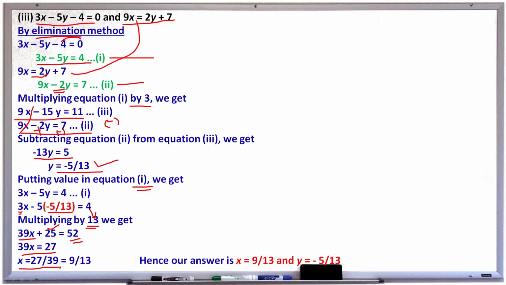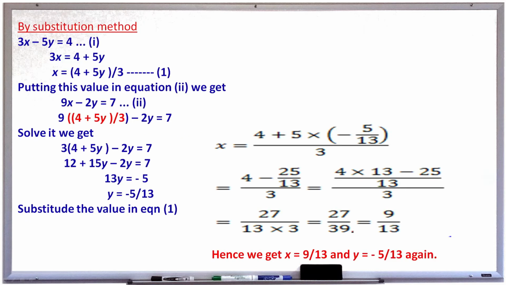Therefore x is equal to 27 by 39. You can simplify the numerator and denominator by dividing by 3. So 27 divided by 3 will become 9 and 39 divided by 3 will become 13. So 9 by 13 is the value of x. The y is equal to minus 5 by 13. This method is called the elimination method. The same equations we are going to solve using the substitution method.